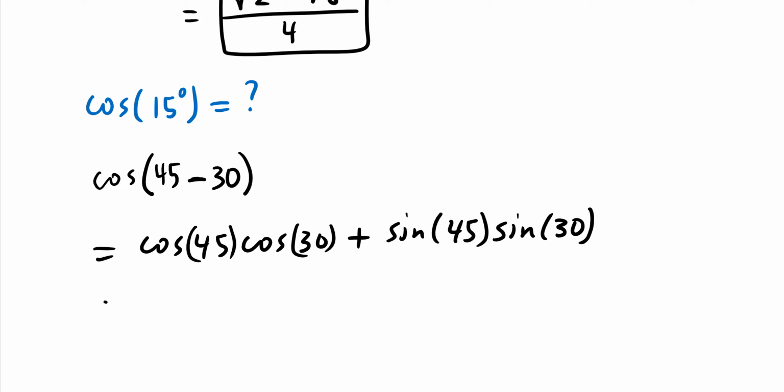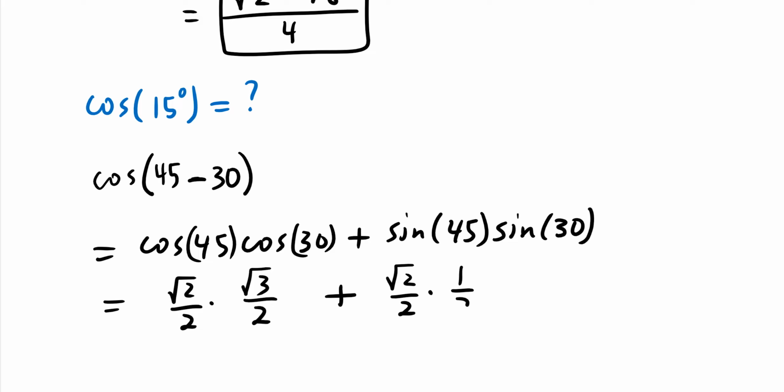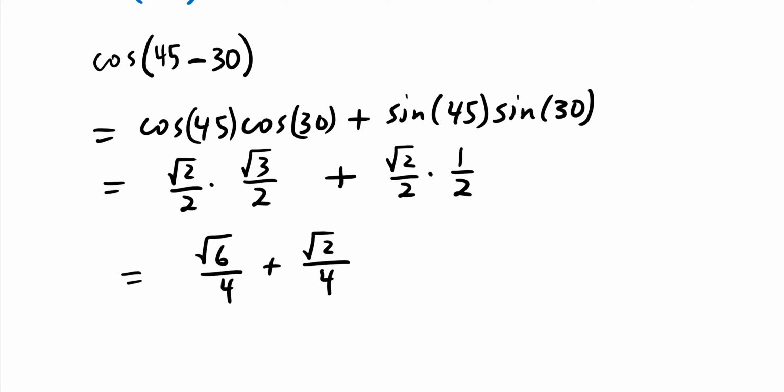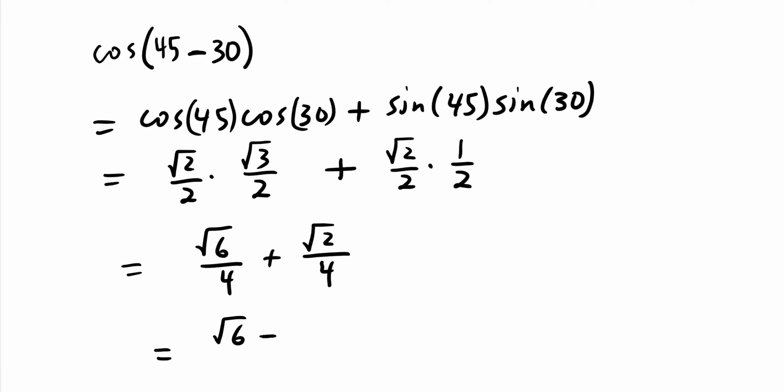And what does that give us? This is square root of 2 over 2. Cosine 30 is square root of 3 over 2 from the table. This is square root of 2 over 2, and this is 1/2. We get square root of 6 over 4 plus square root of 2 over 4. That gives us the square root of 6 plus square root of 2 over 4 as an answer.